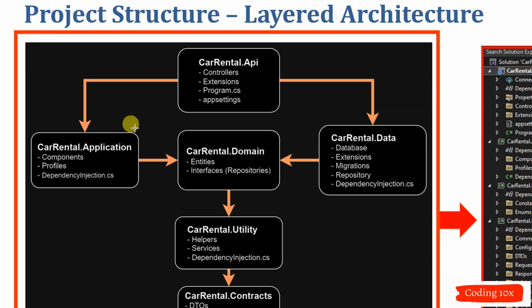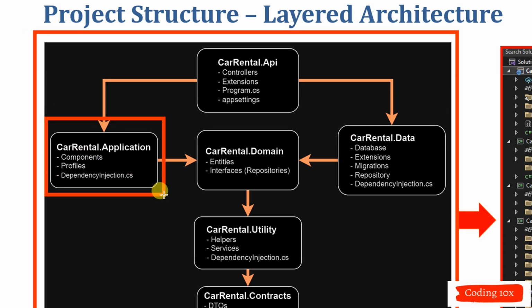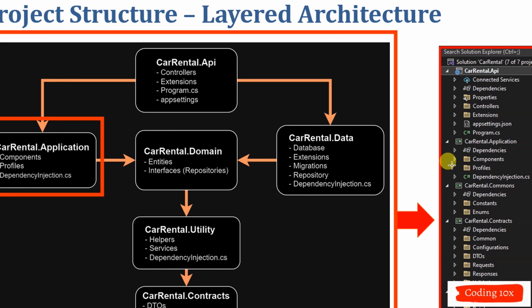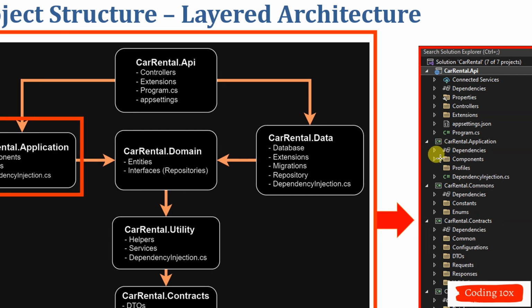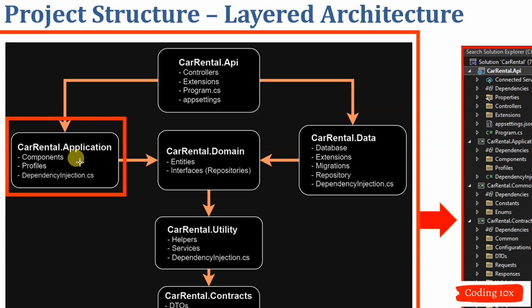Moving on to the application layer, which encompasses business rules and logic. It contains components to implement these rules and profiles for AutoMapper, which helps in mapping DTOs to domain entities and vice versa. It has a project dependency on the domain layer.